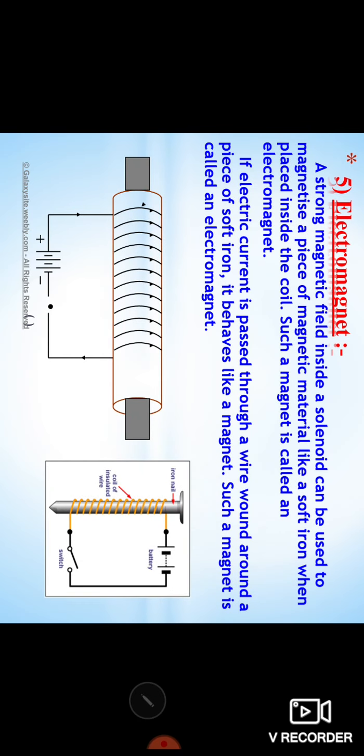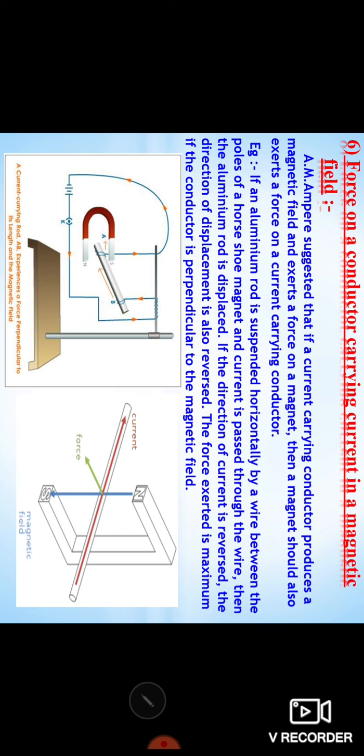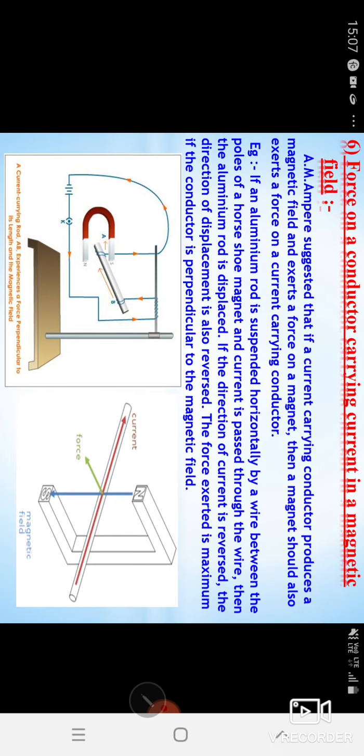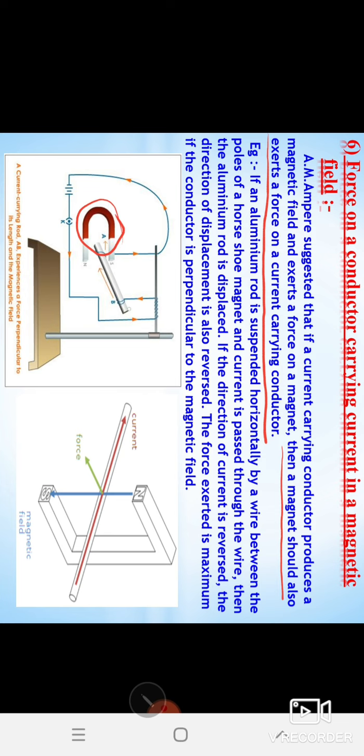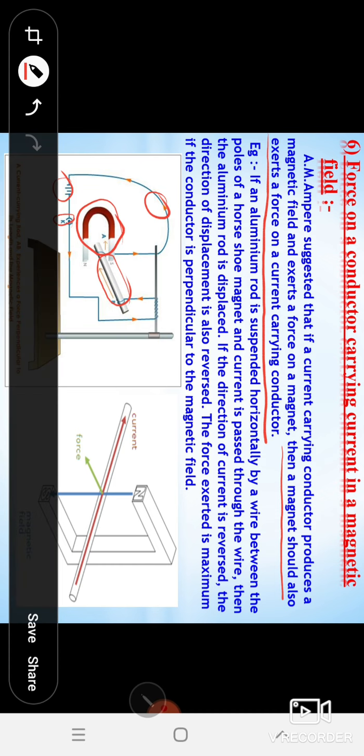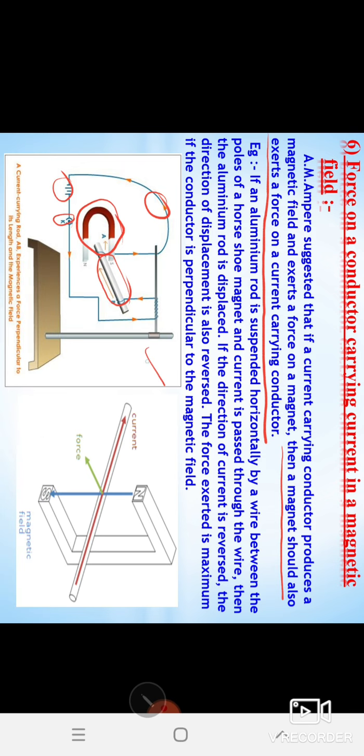And after this, the very important concept is the force on a conductor carrying current in a magnetic field. This is an activity to show that a magnet also exerts a force on a current carrying conductor. Here the materials required are one horseshoe magnet, an aluminum rod, a battery, a switch, and a connecting wire, called the conductor. All the equipment will be arranged as shown in this figure.